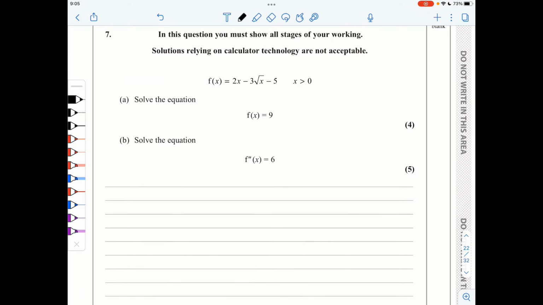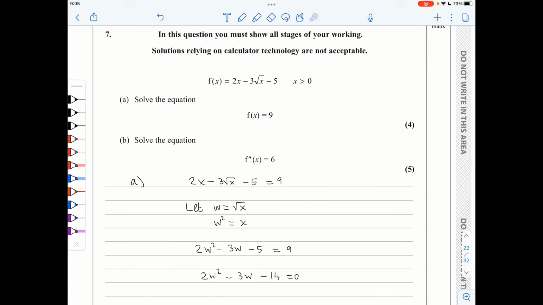Question 7, we need to solve f of x is 9, so f of x is 2x minus 3 root x minus 5 is equal to 9. This is actually a disguised quadratic. I will let w be root x, which means that w squared is x. So I will express this in terms of w to see the quadratic. So 2w squared minus 3w minus 14 is 0.